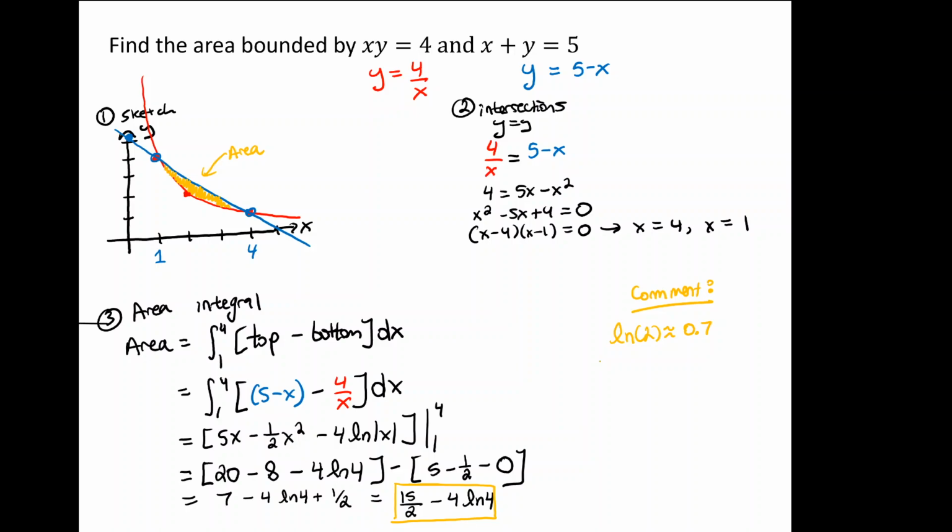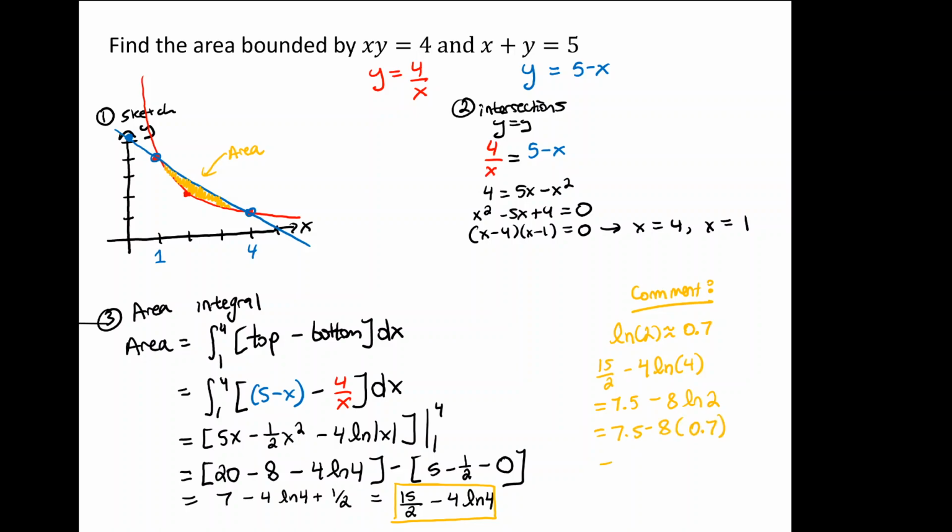So 15 over 2 minus 4 ln 4. I'm going to show you a trick for estimating quantities. If you know a little bit, like you have to know something about ln 4 or ln 2 to do this. This is equal to 7.5 minus 4 times the ln of 2 to the 2, which is 8 ln 2, using log properties. So 7.5 minus 8 times 0.7.